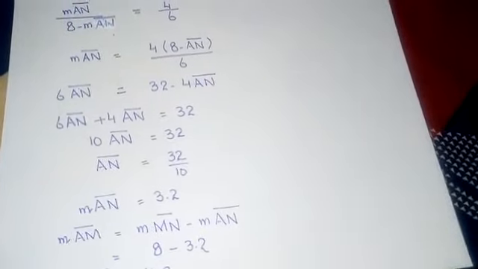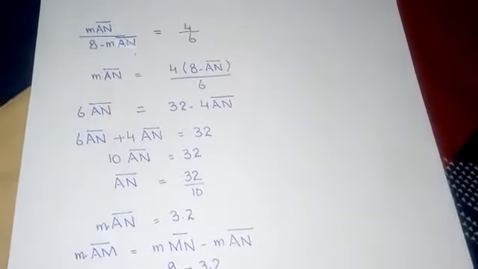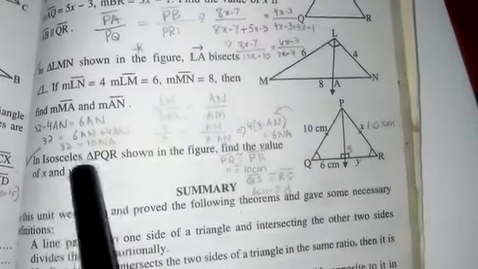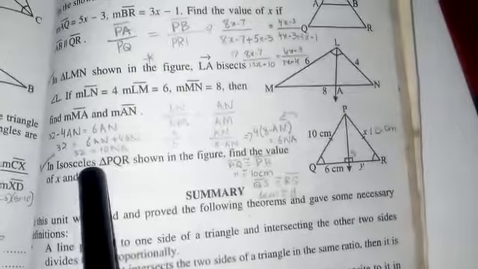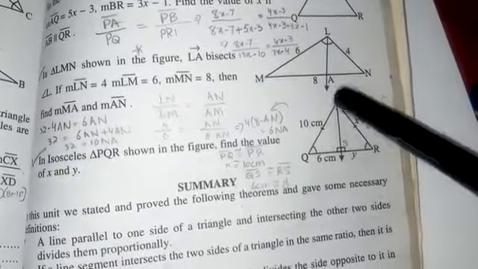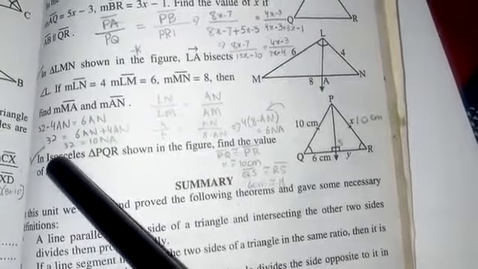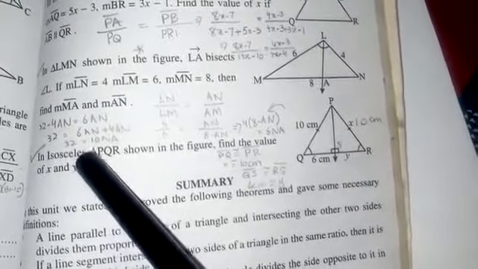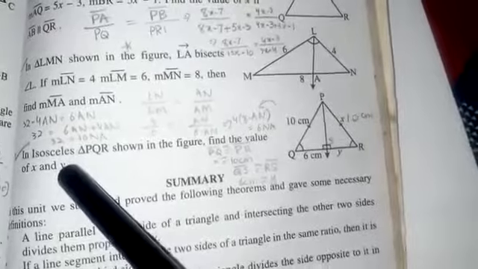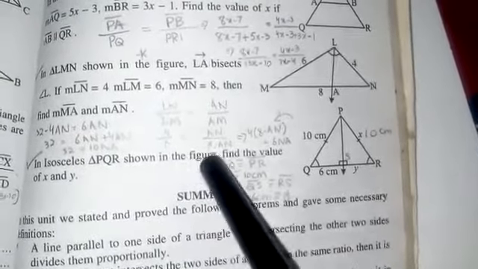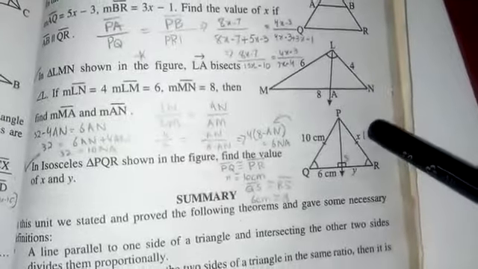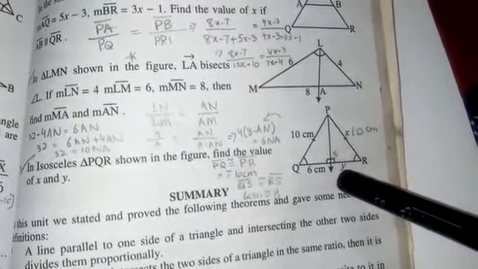Now we will do question number 6. Now we have the last question of review exercise 14. The question is: in isosceles triangle PQR. Here is an isosceles triangle. First of all, what is an isosceles triangle? An isosceles triangle is a triangle in which two sides are equal in measurement. Shown in the figure, find the values of x and y. This is an isosceles triangle and you have to find the values of this x and this y. Is it clear? Let's see the solution.